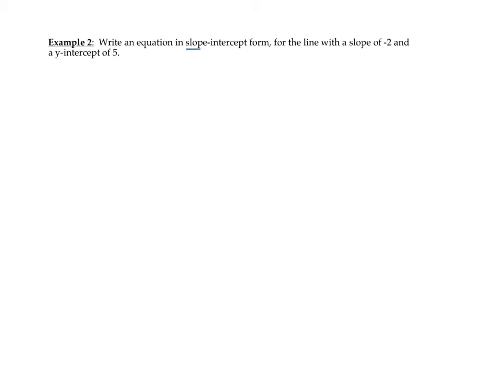It says write an equation in slope-intercept form. So the goal is y equals mx plus b. And it says we're writing this equation for a line with a slope of -2. That means m equals -2. And the y-intercept of 5. So b is equal to 5.